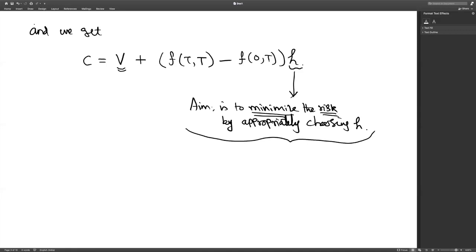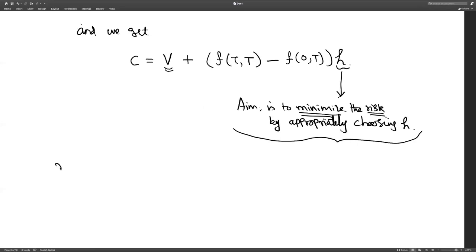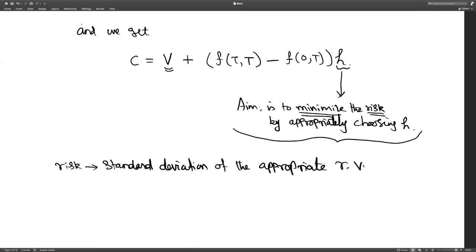The first question, before getting into this minimization problem, is what is risk and how are we going to quantify it. One way of quantifying risk is to take the standard deviation of the appropriate random variable. Let us see what the appropriate random variable is. The appropriate random variable is C. In this process, the cash received during the period 0 to tau is actually a random one. Why? Because it depends on the marking to market phenomena, and also it depends on the price of the asset at time tau.